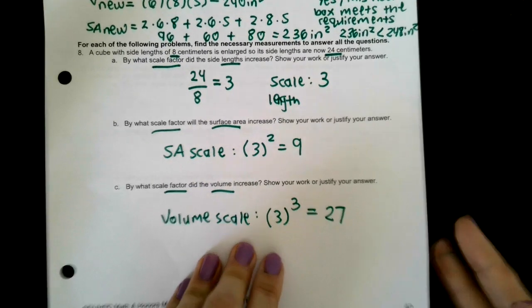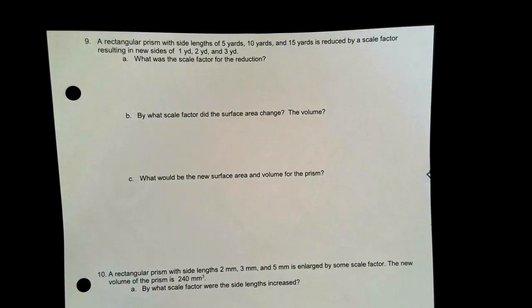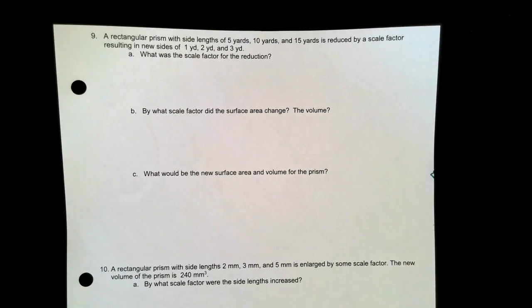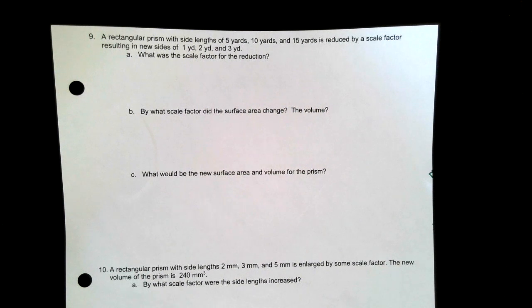Otherwise, we are going to go to our last page. Okay, so for problem number 9, it says a rectangular prism with side lengths of 5 yards, 10 yards, and 15 yards is reduced by a scale factor resulting in new sides of 1 yard, 2 yards, and 3 yards. What is the scale factor for the reduction?